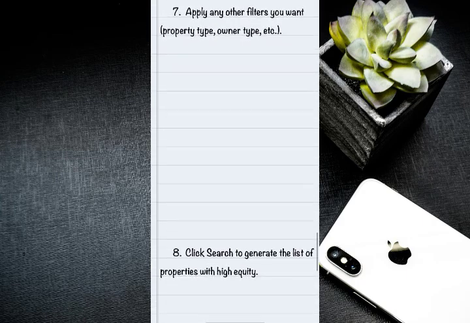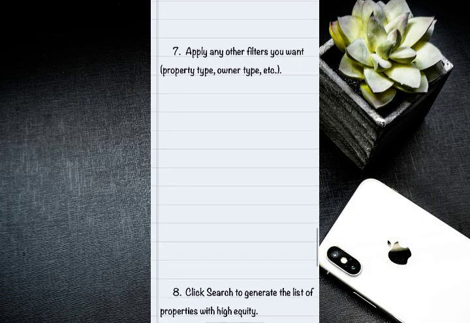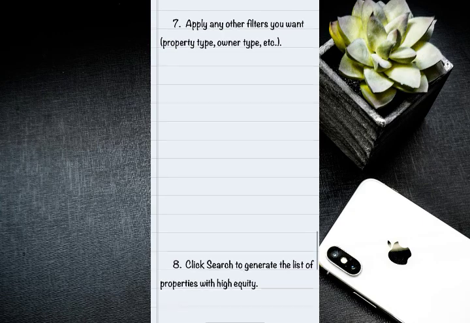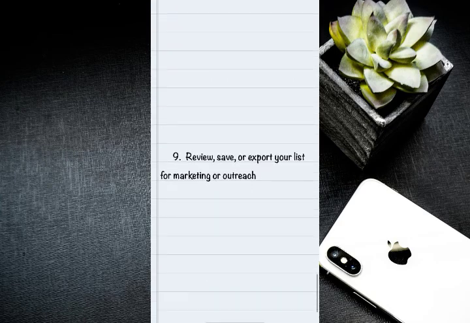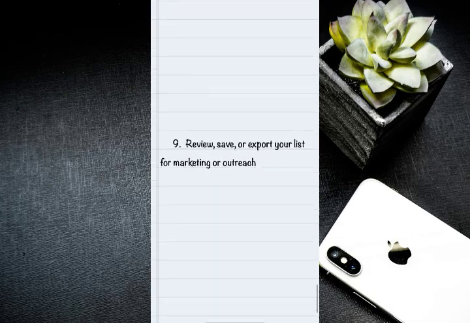So from there apply any other filters you want, such as property type, owner type, and all of that, depending on how you want it. Then from there click search to generate the list of properties with high equity, and after that review, save, or export your list for marketing or outreach, and that's it.